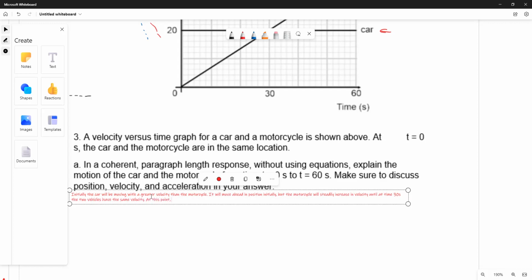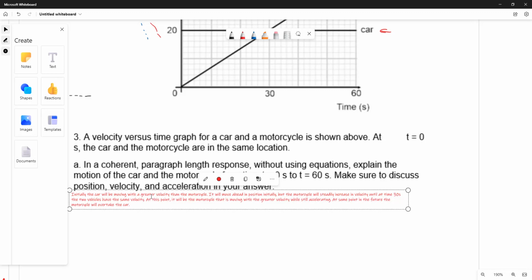At this point, it will be the motorcycle that is moving with a greater velocity while still accelerating. At some point in the future, the motorcycle will overtake the car.